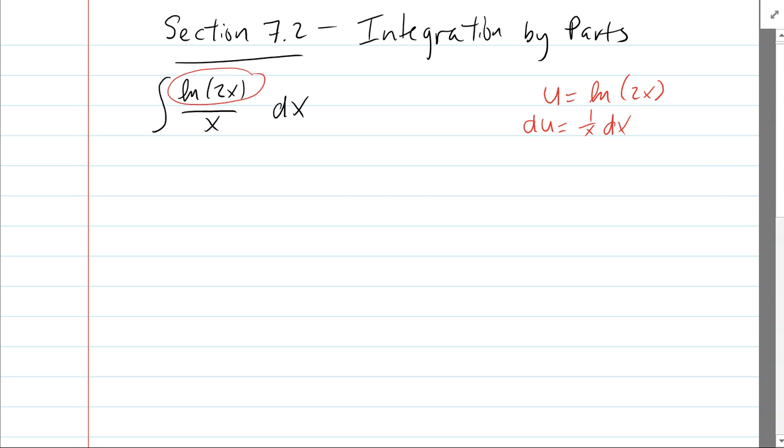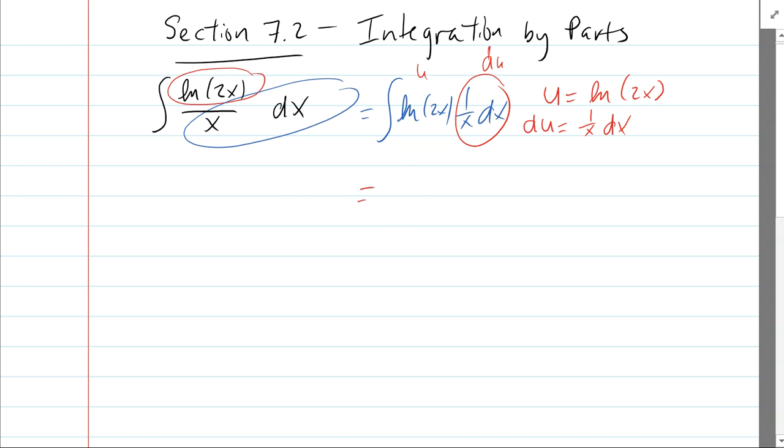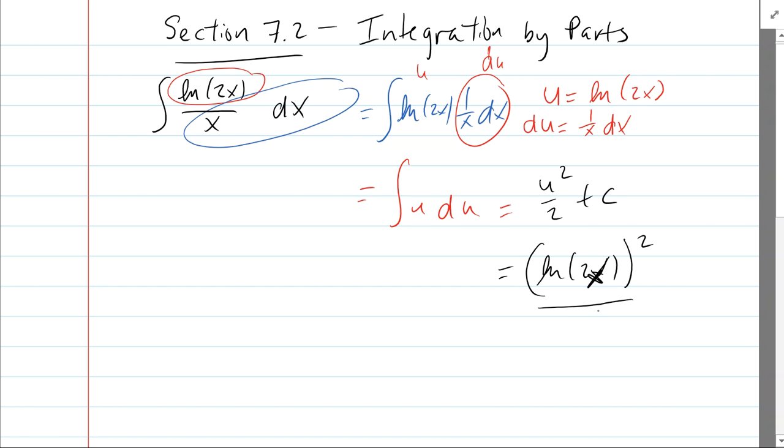Okay, so now we can integrate this because we could rewrite this as the integral of natural log of 2x times 1 over x dx, right? And this is du, and this is u. And what's the integral of u du equal to? U squared over 2 plus c. And what was my u? Natural log of 2x, but this whole thing is squared. You cannot simplify that. It's not like squaring the argument. You can't do anything with that. It's over 2 plus c. That's what you know how to do.